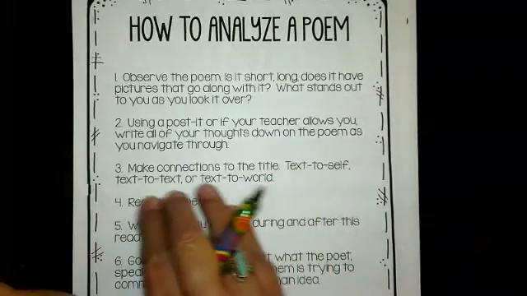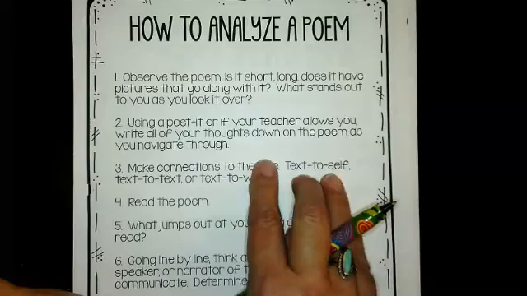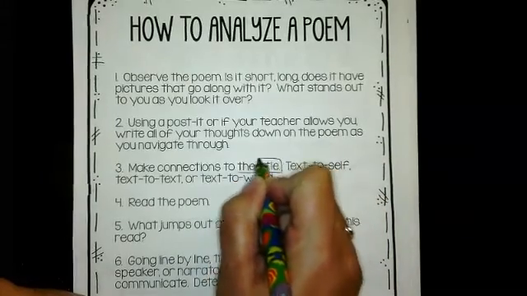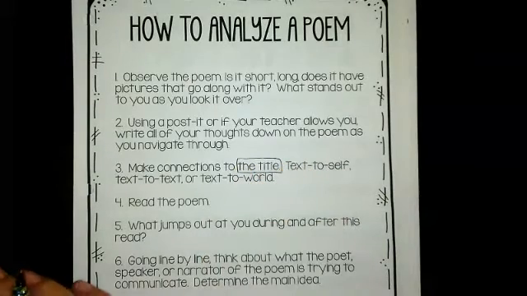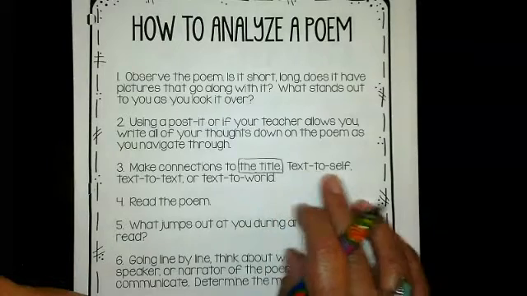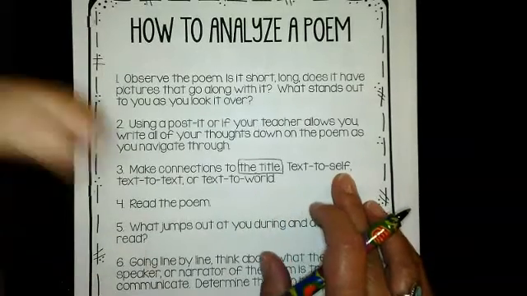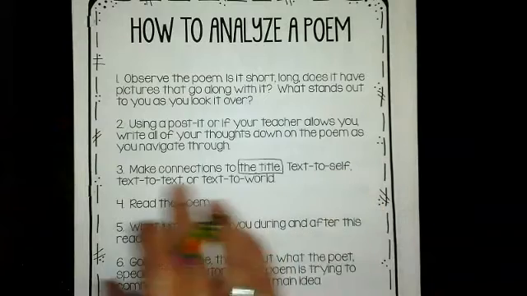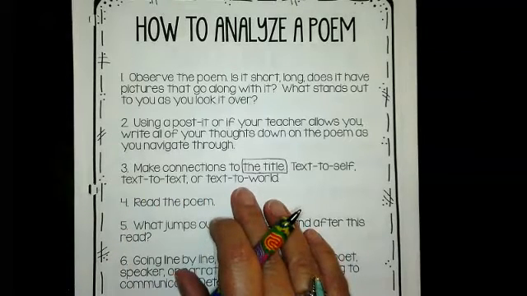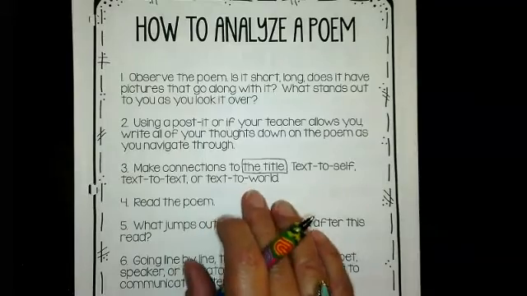Okay? We need to make connections to the title. The title of a poem gives us a clue as to what the poem is going to be about. It almost gives us the main idea. So we need to make connections to that. It could be a text-to-self connection. How does that title make you think of yourself? It could be text-to-text. Does the title make you think of another book or something you've read? Or it could be text-to-world, something you have seen throughout your day-to-day goings about.